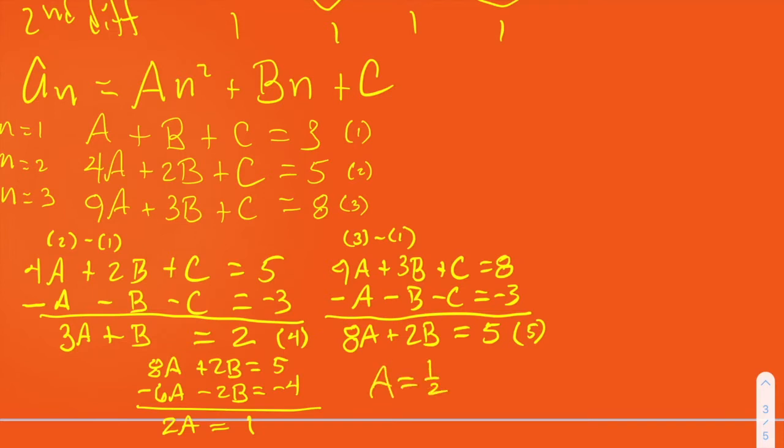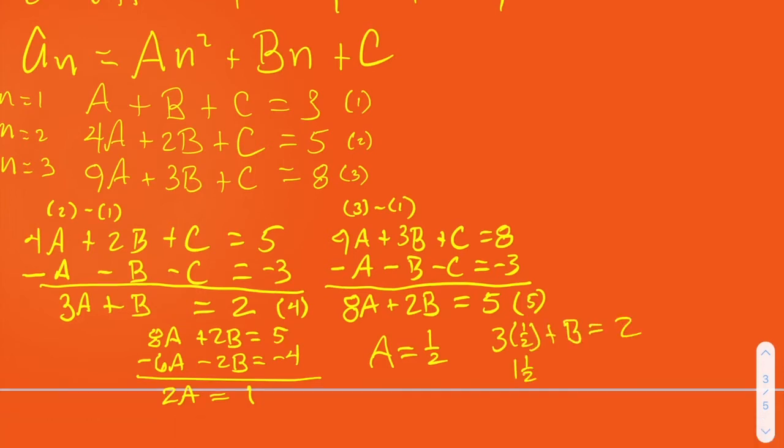Now, if A is 1/2, then all I have to do is go back to maybe equation 4. And I can say 3 times 1/2 plus B is equal to 2. 3 times 1/2 is 1.5. And if I subtract that from both sides, I get that B is equal to 1/2. Now, if B is equal to 1/2, then I can go straight up to the top and go A plus B plus C is equal to 3. Well, that's like saying 1/2 plus 1/2 plus C is 3. And so 1/2 plus 1/2 is 1. 1 plus C, subtracted from both sides, C equals 2.